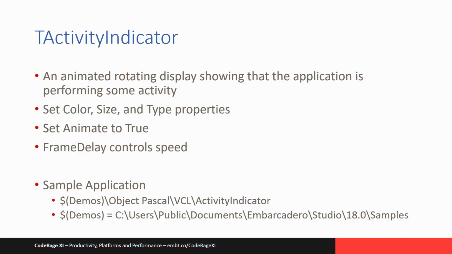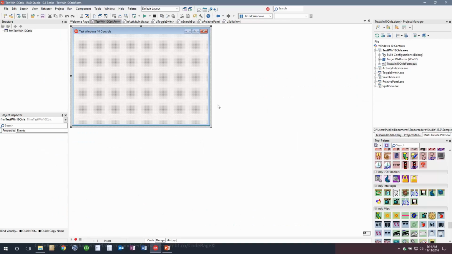Now, all of the demo applications that I'm going to be showing are actually included with Rad Studio. They're part of the public documents, Embarcadero Studio. I'm using Berlin, so it's under 18, but if you're using Seattle, you would find it under 17, and under the samples directory is what I have listed down there at the bottom. And specifically, we're going to go into the Object Pascal VCL directory structure to find the various samples that I'm going to be showing in this presentation. And so we're going to start with the activity indicator. So let me switch over to Rad Studio and we'll take a look at what that does.